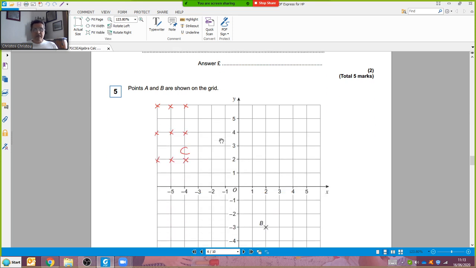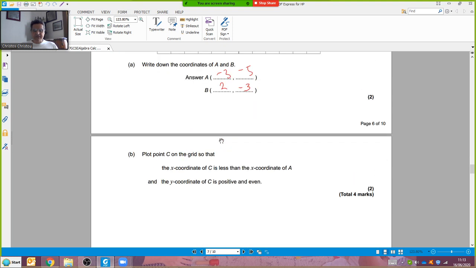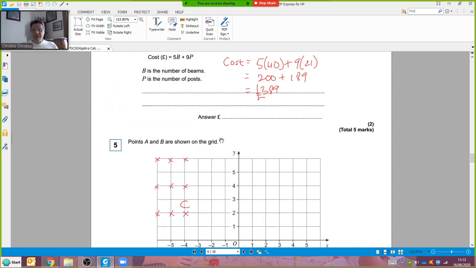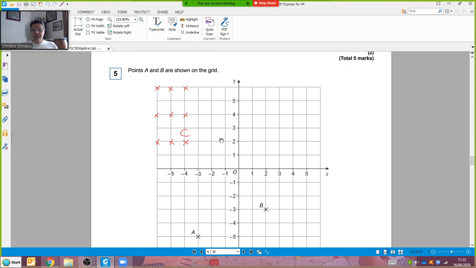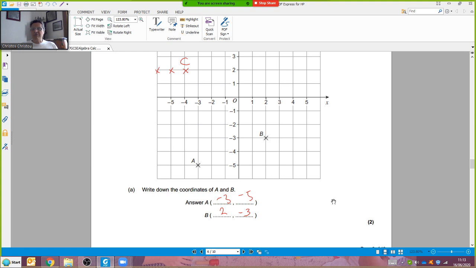Now, question 5, I think, is the last question, or isn't it? Yes, it is. Question 5 is the last question. So let me try and display it in one spread. So points A and B are shown. Okay, there's A, there's B. First of all, 2 cheap marks. And some of you got this wrong because you were not careful. The point A is -3, -5. X comes before Y. So go 3 to the left, 5 down. So A is -3, -5. B is 2 across and 3 down. 2, -3. 2 cheap marks.